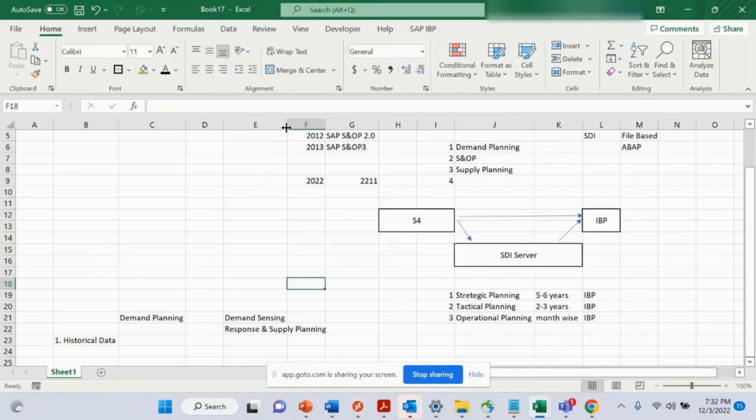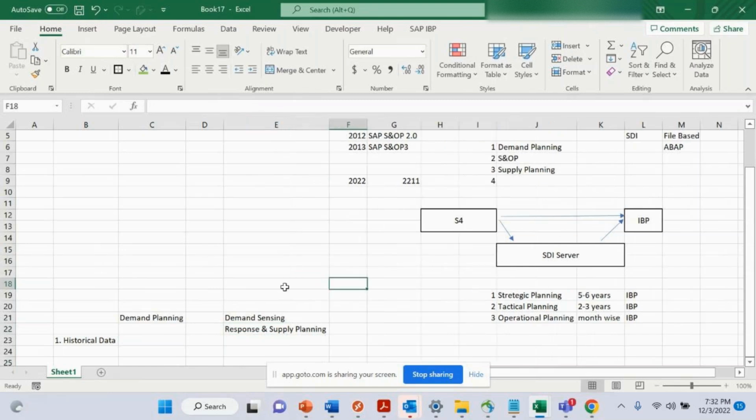These two areas, demand sensing and response and supply planning, happen for a very small horizon. Demand sensing is on a weekly basis: every week, how your forecast is responding based on your past shipments. Response and supply considers your open orders and consumes the forecast, and gives you your production status based on your day-to-day demand and your future demand. So IBP fits in all of these three levels.